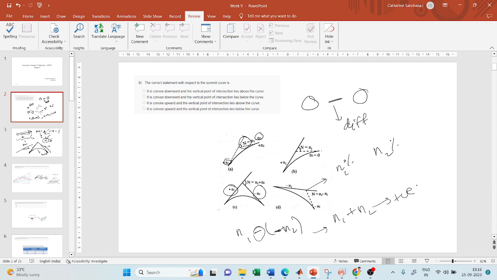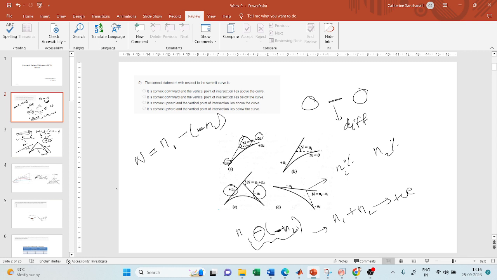curve. Okay, you need not worry if a rising gradient is meeting a falling gradient, or if a rising gradient is meeting a rising gradient. You need not have any confusion about it. Just remember one thing, that this difference, this thing that I told you is represented as capital N, and it is nothing but the algebraic difference, right? So it is the algebraic difference between the two grades.